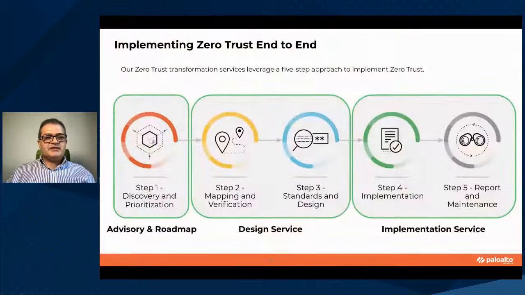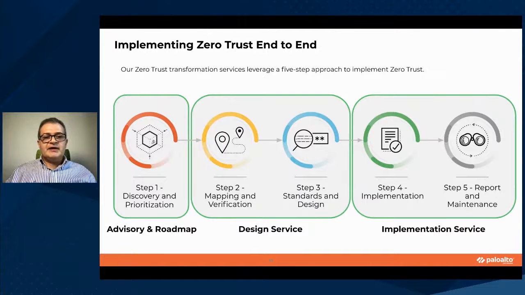So Palo Alto Networks has an advisory service. We can work with you to deliver zero trust end to end. And that includes your users, your applications, and the infrastructure, as we talked. And we go about this in 5 different steps. The first step is the advisory and roadmap. So we engage with customers to understand what exists in the network. We provide advisory services and put a roadmap together to achieve zero trust throughout the network.